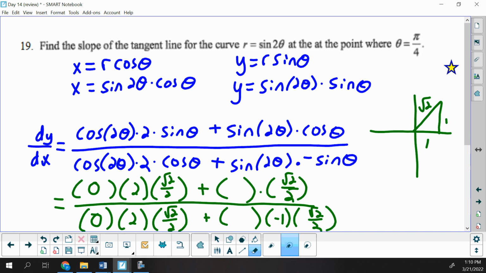And sine of pi over 2 is 1. So these will both be 1s. So this is going to give us, since the first parts will wipe out, square root of 2 over 2 over negative square root of 2 over 2, or in other words, negative 1. And one thing you could do is graph this and just see if at theta equals pi over 4, roughly a negative 1 slope seems to make sense for the tangent line.